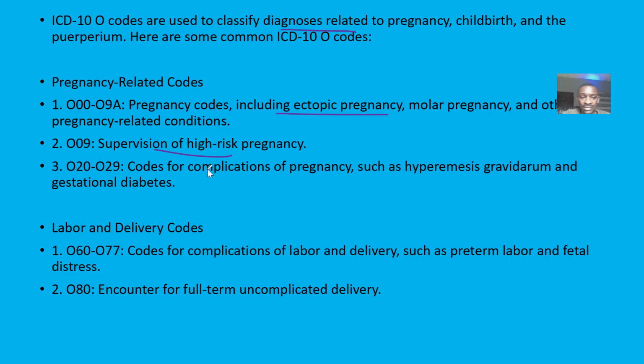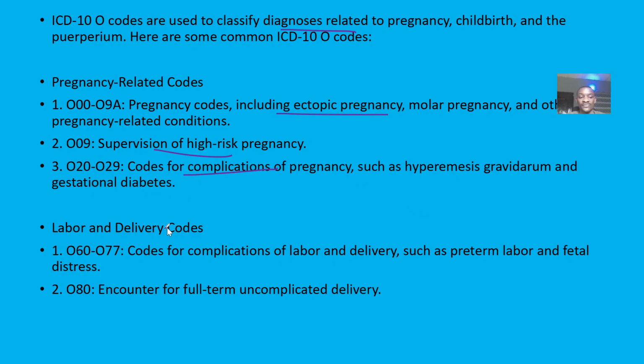The O20 to O29 codes, that's from O20 to O29. These are codes for what? Complication of pregnancy, such as hyperemesis gravidarum, where a woman is vomiting too much, and gestational diabetes.